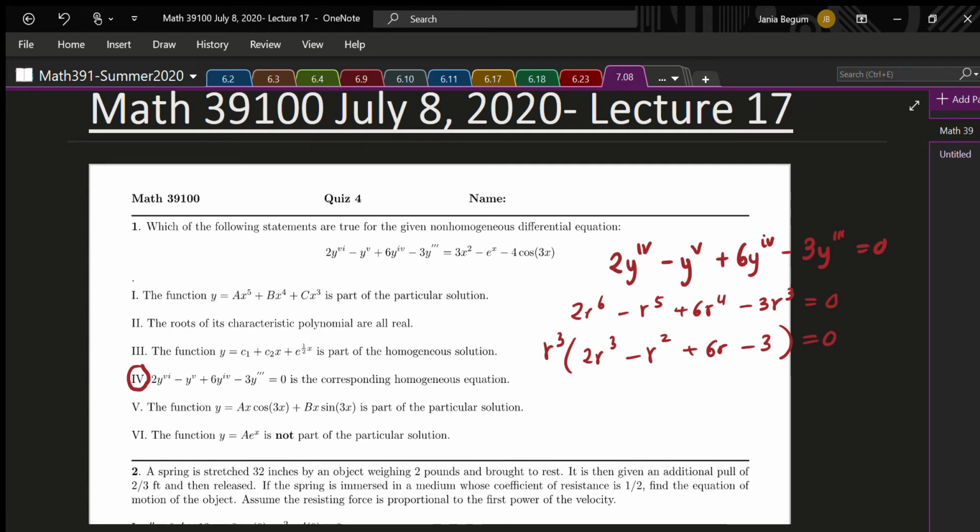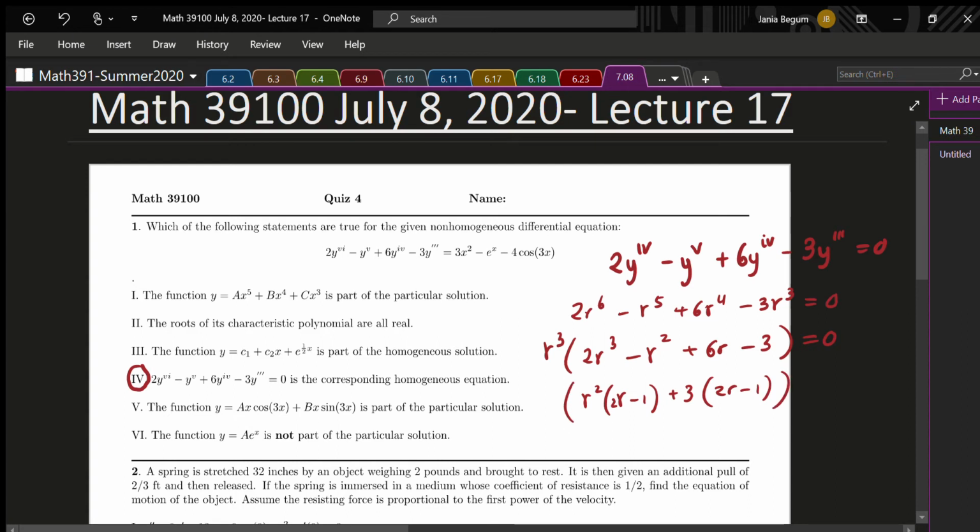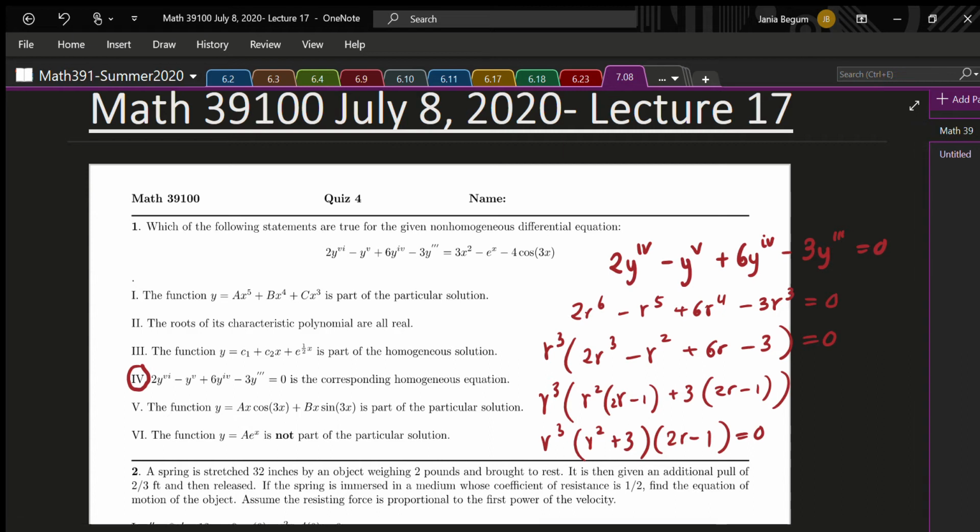And then the inside, you can factor it further by grouping. So we have r squared times 2r minus 1. And then the last two, if you group them, we pull out a plus 3. Then we have 2r minus 1. And then factoring it further, we have r squared plus 3 times 2r minus 1 equals 0, and then r cubed equals 0. So that's the furthest you have to solve this equation, and the rest is just picking which choice would fit into it.